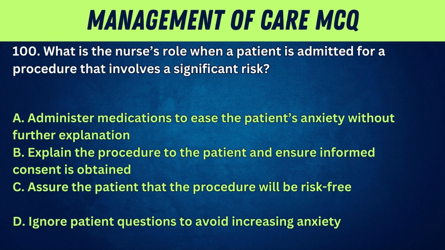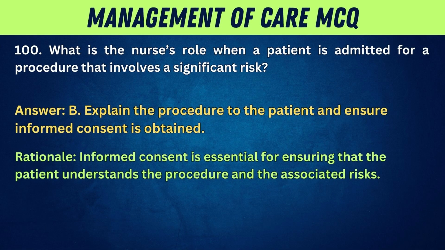100. What is the nurse's role when a patient is admitted for a procedure that involves a significant risk? A. Administer medications to ease the patient's anxiety without further explanation. B. Explain the procedure to the patient and ensure informed consent is obtained. C. Assure the patient that the procedure will be risk-free. D. Ignore patient questions to avoid increasing anxiety. Answer. B. Explain the procedure to the patient and ensure informed consent is obtained.